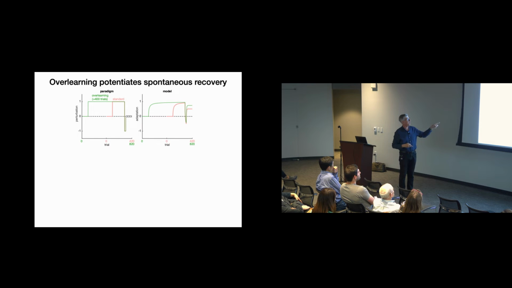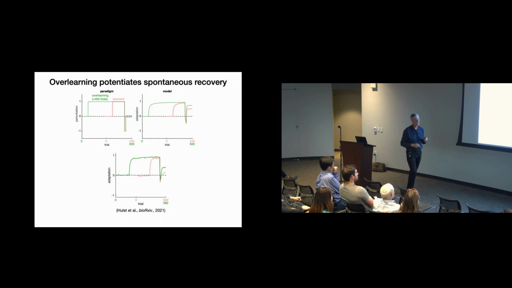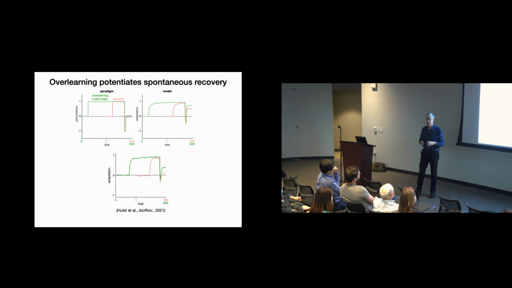And our prediction is that although they end up at the same level here, when you look at the spontaneous recovery, we predict much more spontaneous recovery for the overlearning compared to the standard. And that's exactly what they see in the data. So this is the data. This isn't fit to this. This is just a feed-forward simulation. You can see when they overlearn in green, they show much more spontaneous recovery, which I think is interesting, suggesting it is the statistics of experience.